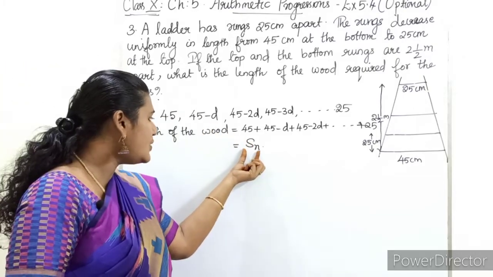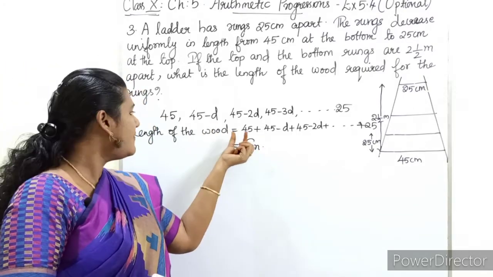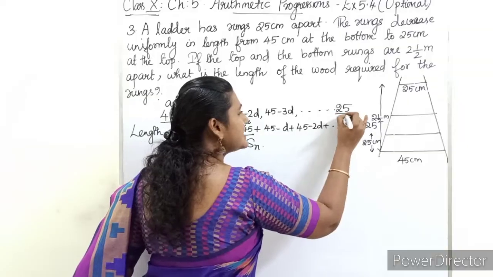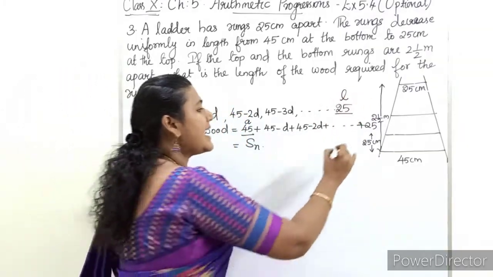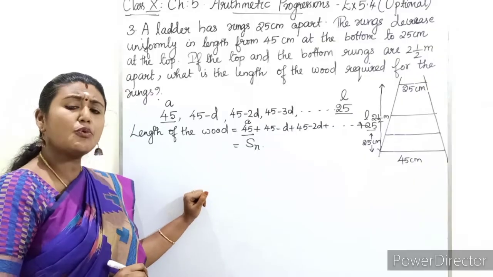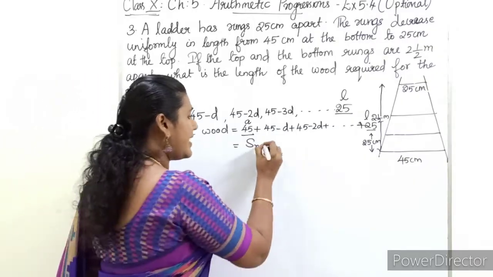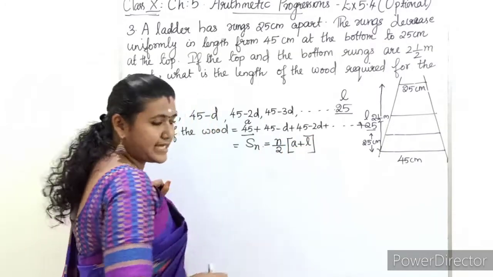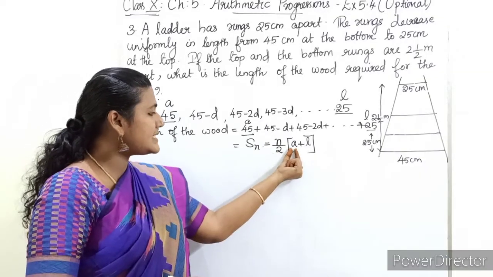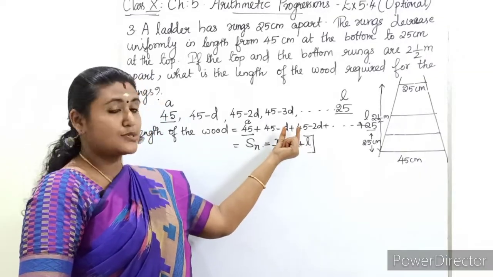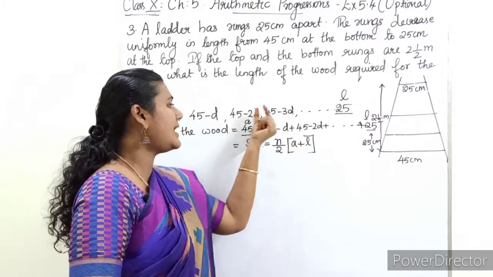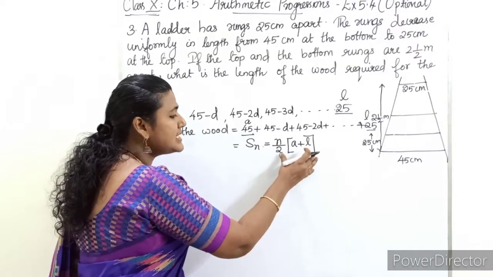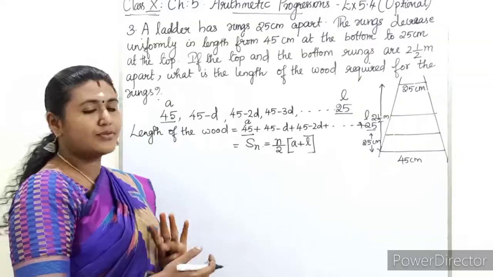So if you want to use the Sn formula, we have the first term a, that is 45, and the last term l. We have a and l given in the question. So what do we have to find? If you know the n value, we can use the second formula for finding the value of Sn. Since a and l are given and d is not there in the question, if you are able to find the value of n, you can use this formula for finding the length of the wood required.